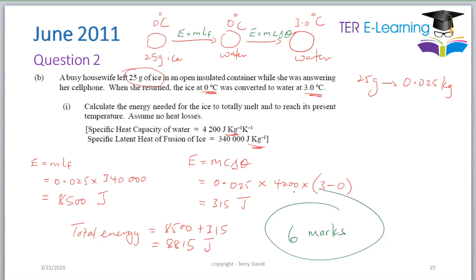Right? So please, with all these questions, try to draw a diagram. Once you draw the diagram, you could kind of figure out which formula you need to use, right? So 6 marks just for doing that.